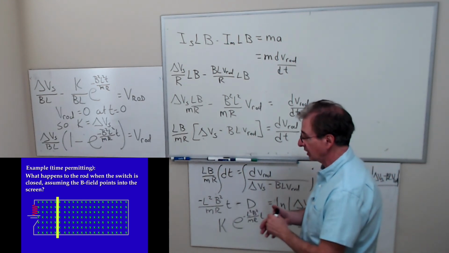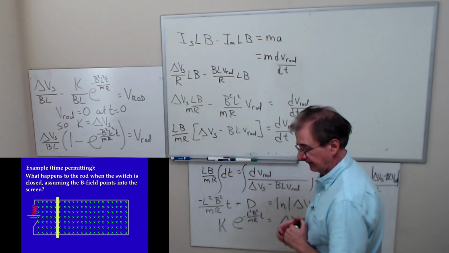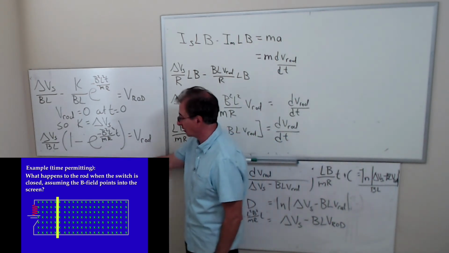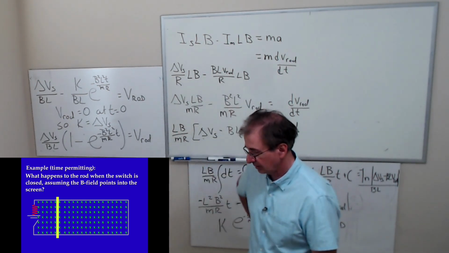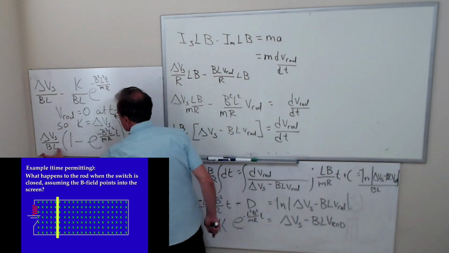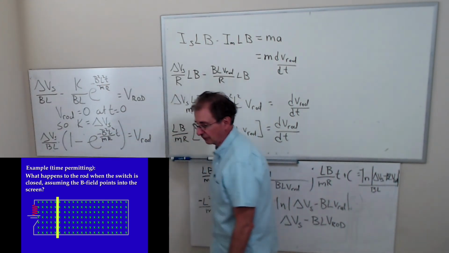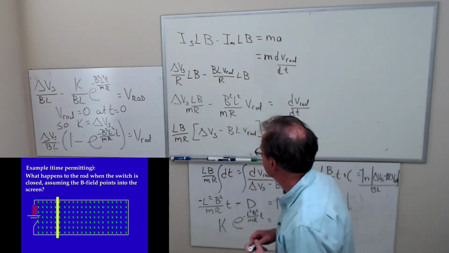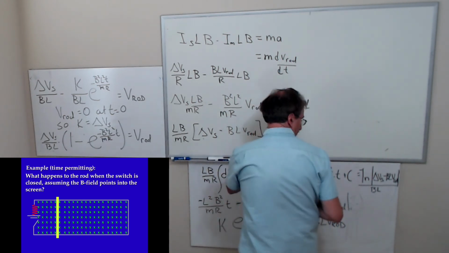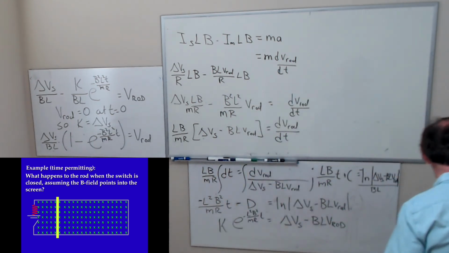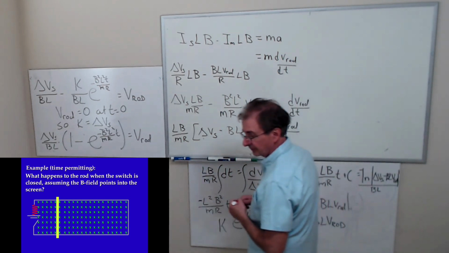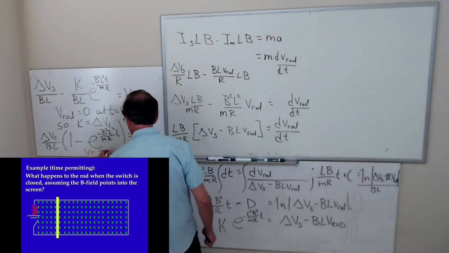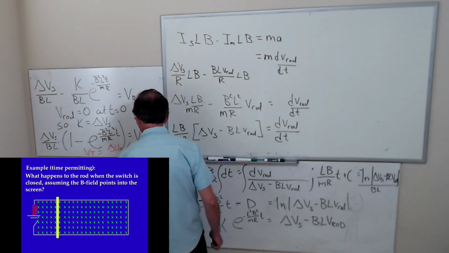So, what is the velocity when t goes to infinity? Where's the velocity of the rod when t goes to infinity? Well, this thing goes to 0, so the velocity of the rod is just this. What do you call that velocity? The maximum speed it's going to reach. What do you call that? That's a terminal velocity, right? Yeah, it's a terminal velocity. So v terminal is delta v sub s over b times L.